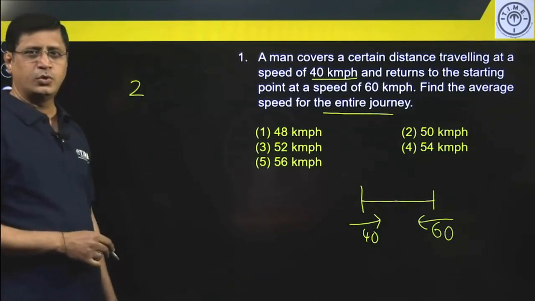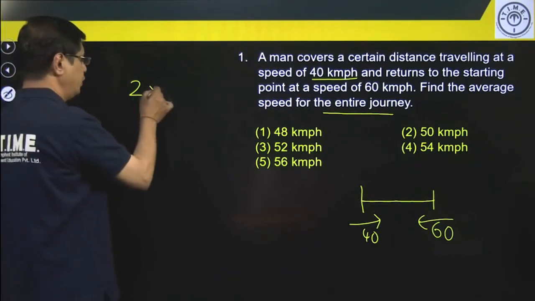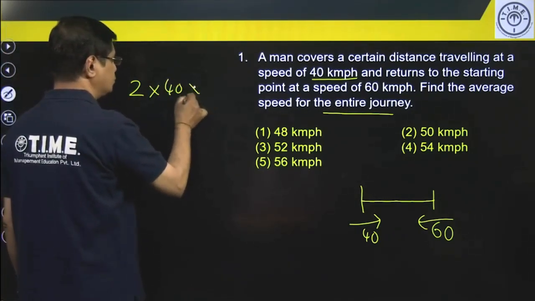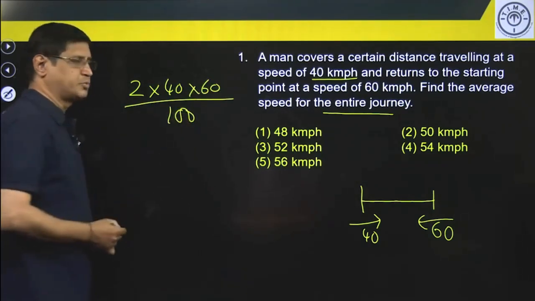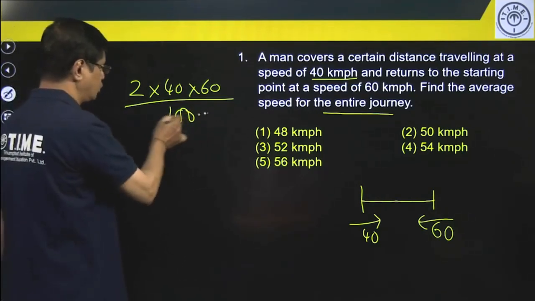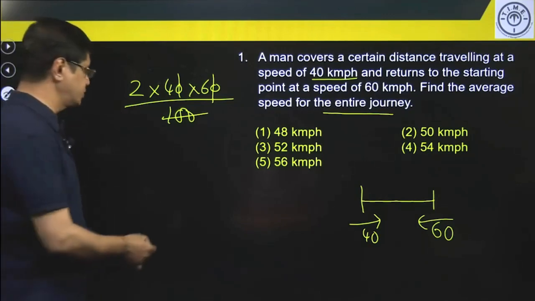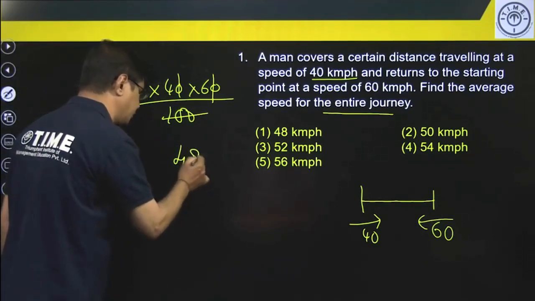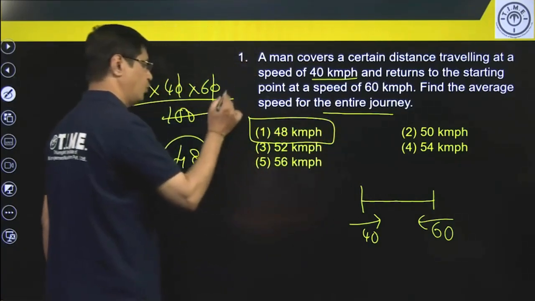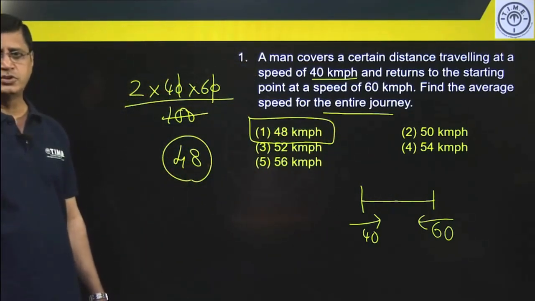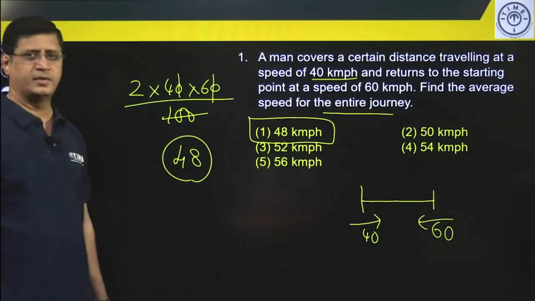What is that logic? 2 into the product of the speeds by the sum of the speeds. So 2 into 40 into 60 by the sum of the speeds. The sum of the speeds is 100. Solving, the 0 gets cancelled here. 2 into 4 into 6, that is 48 km per hour. So 48 km per hour, answer choice 1. The answer for this question is option 1.